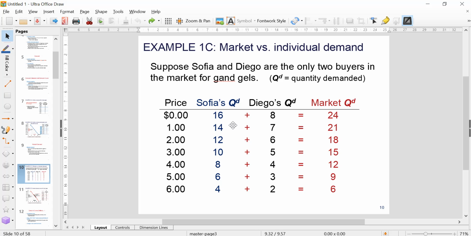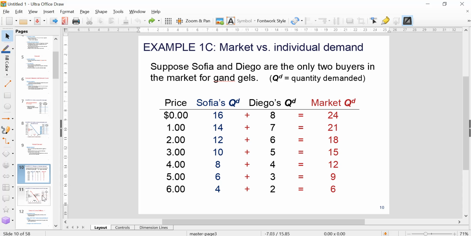Notice this now. Diego would like to buy half as many hand gels as Sophia. So when the hand gels are free, Diego would like to have 8 hand gels. As prices rise, Diego's demand falls. Quantity demanded is also obeying the law of demand. Now, since there are only 2 people in the market, the sum of the 2 quantities makes up the market quantity demanded. So 16 plus 8 gives us 24, and in that fashion, this gives us the demand in the market.